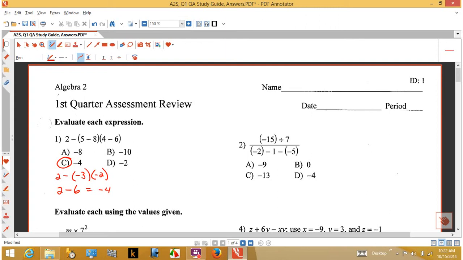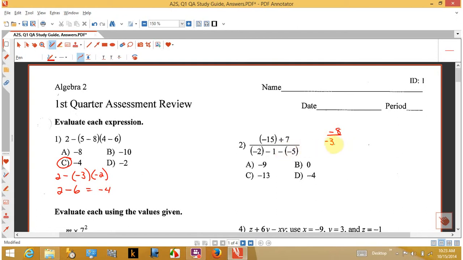Next one, we're going to have to work on the denominator. So the numerator is going to be a negative 15 plus 7. That's going to be a negative 8. The denominator will be a negative 2 minus 1 because we have two subtractions, so we'll work from left to right. So a negative 2 minus 1, that's going to be a negative 3.